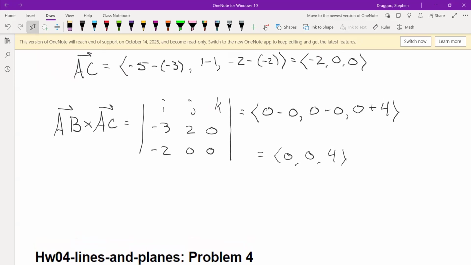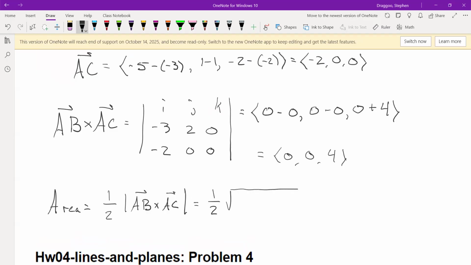So for the last bit, I just need to figure out the area of that triangle, which, as stated at the beginning, is half of the magnitude of this cross product, AB cross AC. Don't forget your vector hats. Put the other end of the magnitude on there. So this is going to be 1/2 of the square root of 0 plus 0 plus 4 squared, which is going to be 2. Right, that cross product has a magnitude of 4, and then half of 4 is 2.